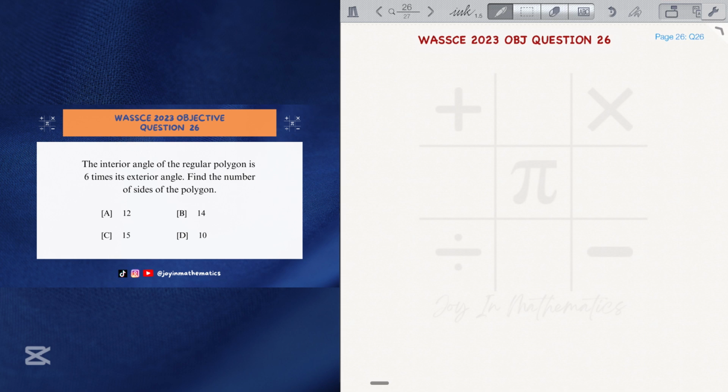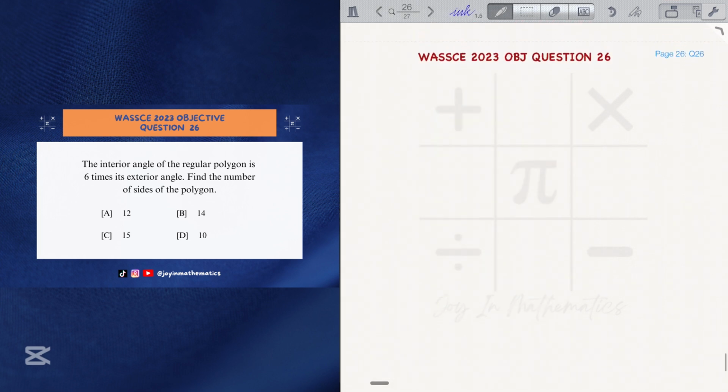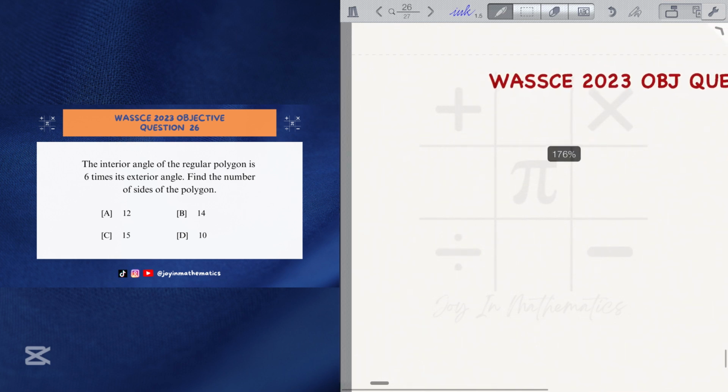WAEC 2023 objective question 26. The question says the interior angle of a regular polygon is 6 times its exterior angle. We should find the number of sides of the polygon. Now, since we are dealing with polygons, let's write out everything we know. That's the formulas involved in polygons.